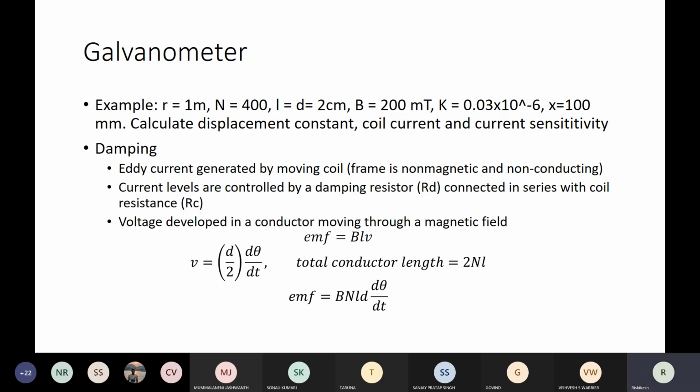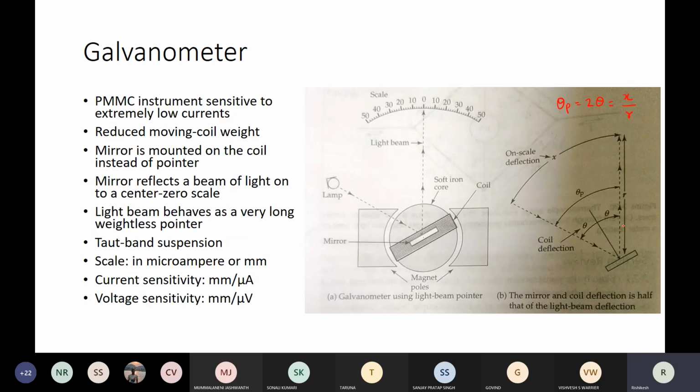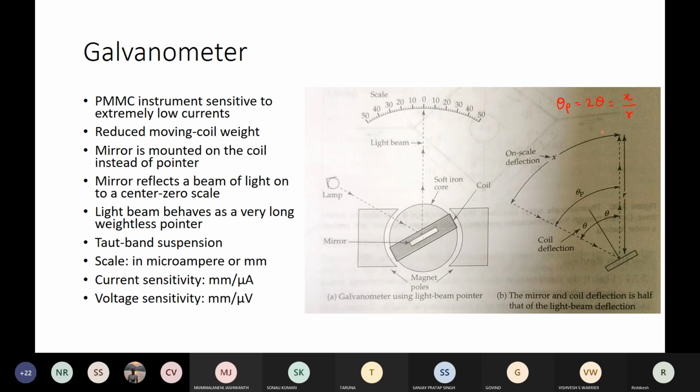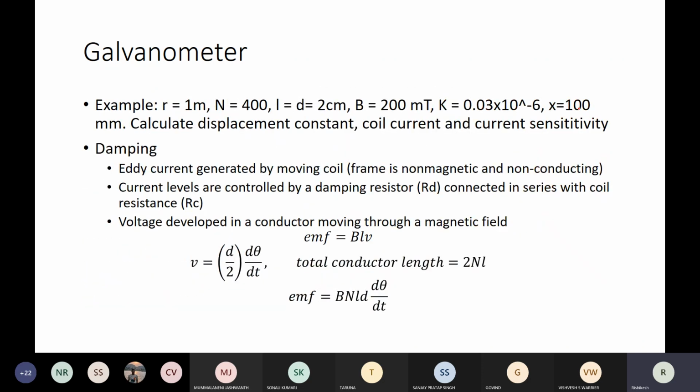Now let us take an example. Let's say you are given that the pointer length, the total length, is r, which is given as 1 meter, which is quite long. The number of turns of the coil is 400, and the length and the diameter of the coil is 2 centimeters. The magnetic field is 200 millitesla, and the spring constant is given by 0.3 into 10⁻⁶. X is the displacement over the scale. So let's say the pointer moves by distance x equal to 100 mm.